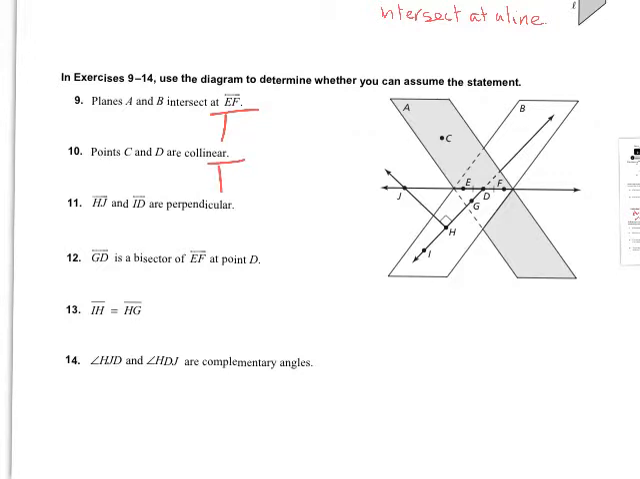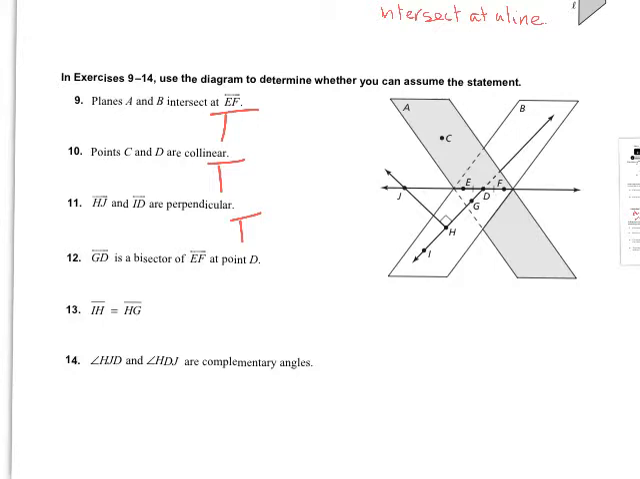All right, 11. Ray HJ and line ID are perpendicular. That is true. How do we know that they are perpendicular? They intersect at a 90-degree angle. We know it's 90 degrees by that little 90-degree marker. So that's true.